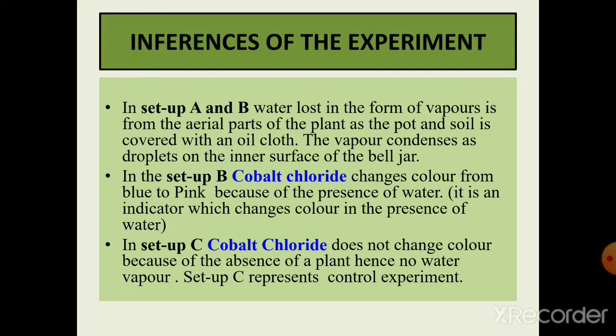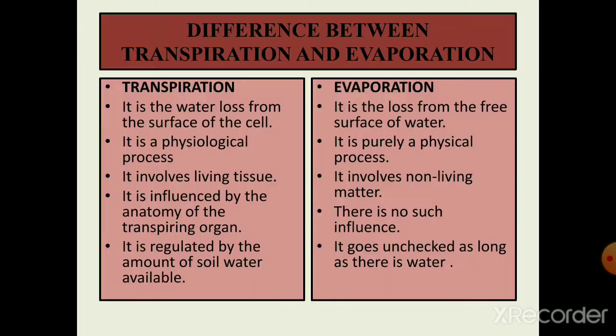Actually, cobalt chloride is an indicator which changes color in the presence of water. In setup C, cobalt chloride does not change color because of the absence of the plant, hence no water vapor. This also goes to prove that there is no water vapor in the atmosphere. Setup C represents the control experiment.